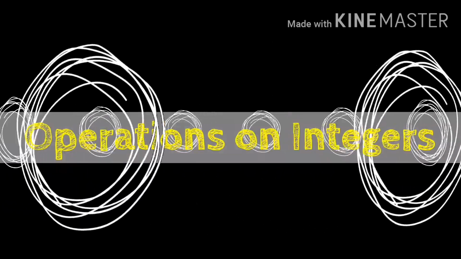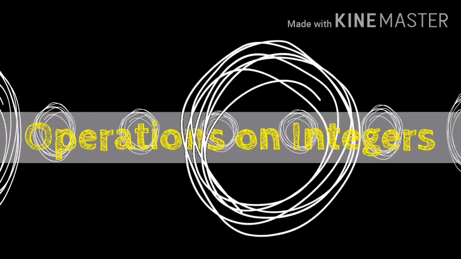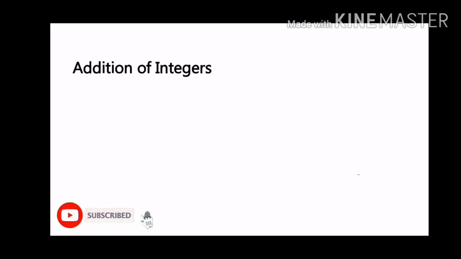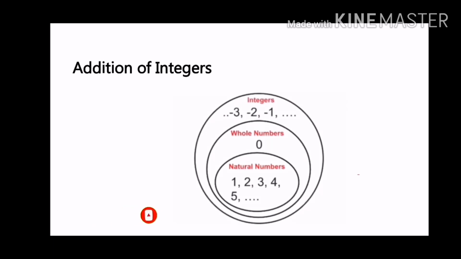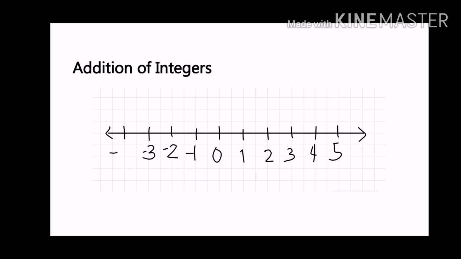Okay, hi there. So in this video, we will learn about the different operations involving integers. So let's get started. We will have first the addition of integers. When we are adding integers, remember, integers refer to the set of numbers involving 0, the positive numbers, and also their negatives or opposites. Integers can also be seen along our number line.